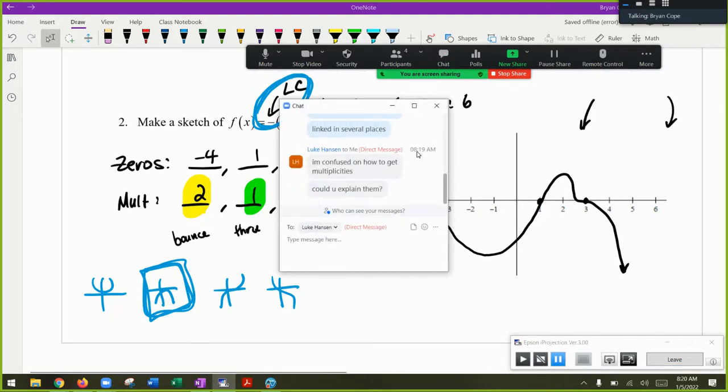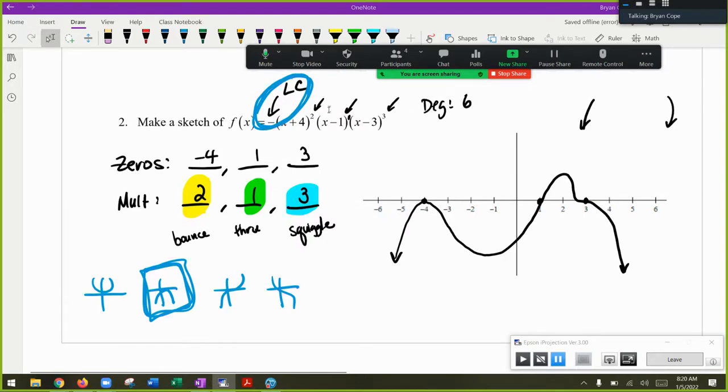Good? There's a chat. Hang on. Okay, multiplicities. Yeah, the multiplicities are just the powers on each factor, right? So you see x plus 4 to the second, the multiplicity is 2. You see x plus 4 to the 8th, the multiplicity is 8. And that tells us how the graph's going to behave at that 0. Make sense? Got questions? Yep.